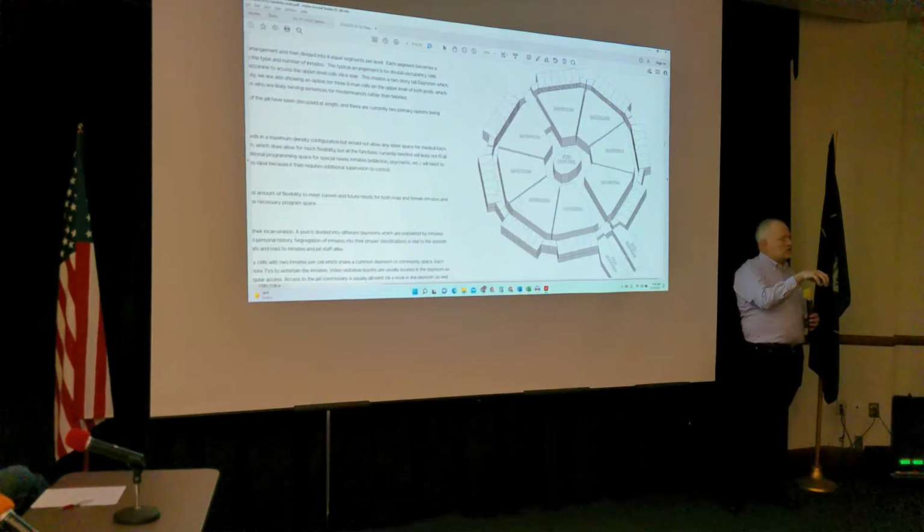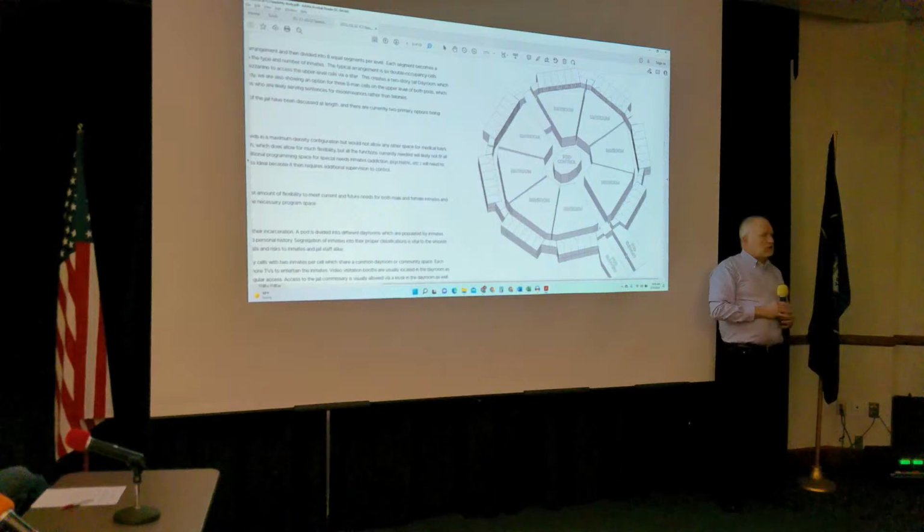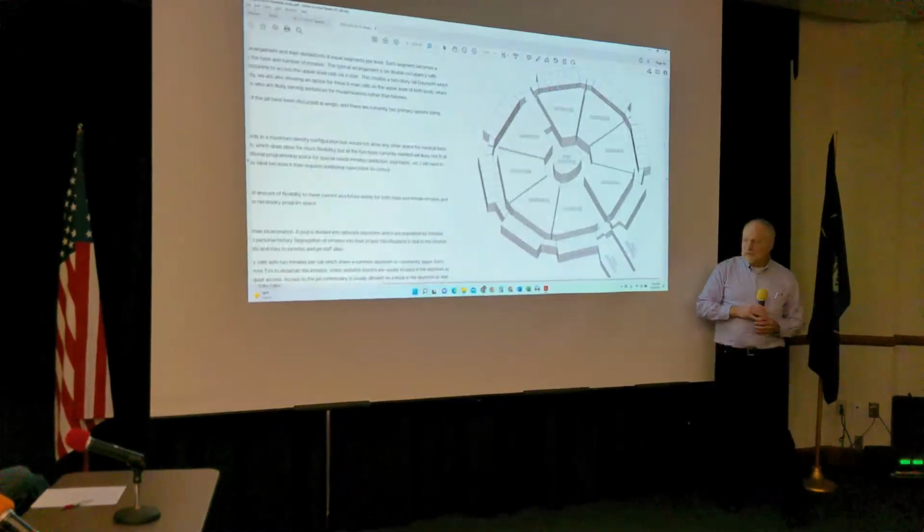So whoever's working central control not only has visual control, but they also have numerous, there's dozens of high resolution security cameras, and control monitors with touch screens, so that it's very easy to see everything that's going on in the jail at all times.